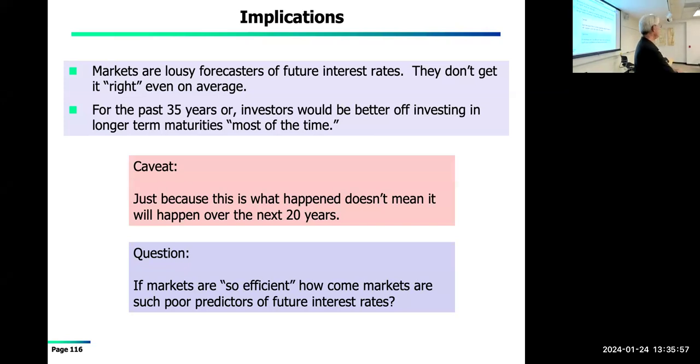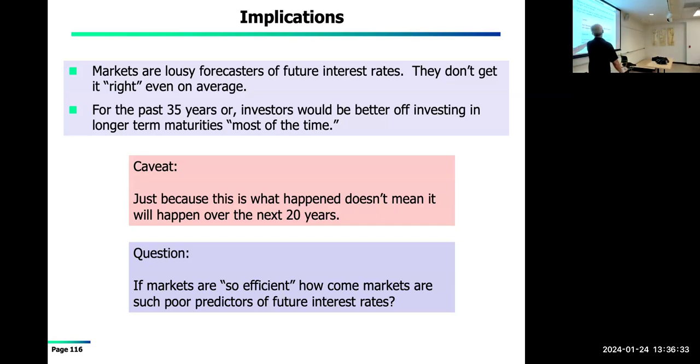It doesn't say that investing in long-term maturities, you're better off all of the time. It just says you're better off most of the time in terms of investing in long-term maturities, just because this is what happened doesn't mean it will happen. That's the caveat any good personal investor advisor will tell you. Yes, we rely on the past, think about what's going to happen in the future, but you always got to throw that caveat in there that says, yeah, well, things could change.